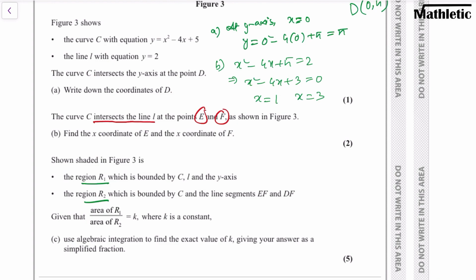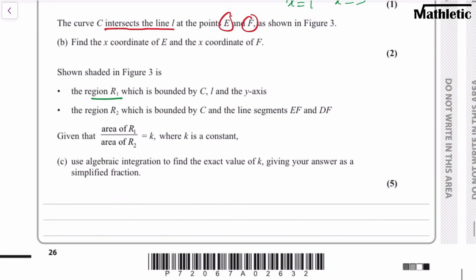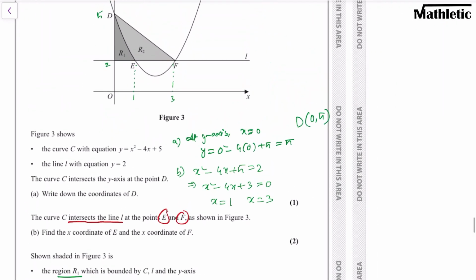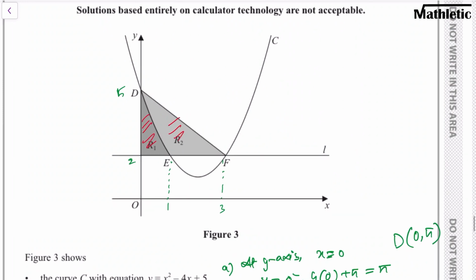Region R1, region R2, these are the shaded regions as indicated here in this diagram. K is the ratio. K equals area of R1 by area of R2. We need to find the value of k. So basically you will calculate area of R1, area of R2, then you just divide these two, that will give you the value of k.